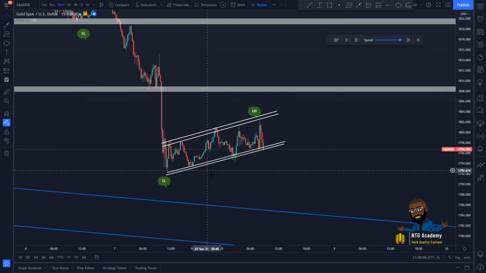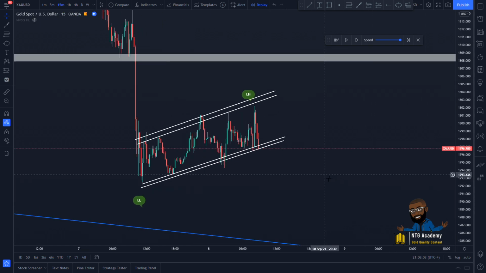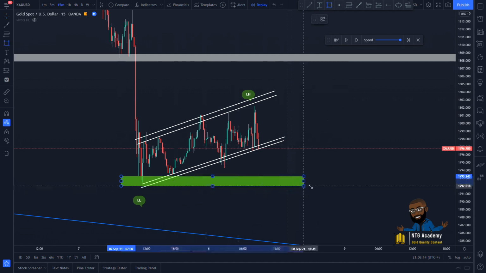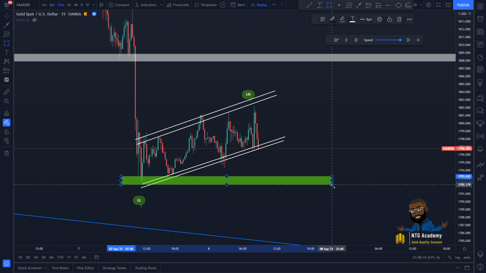So we were here, we had the pattern right here. Now there's a couple things we needed to look for when we had the pattern. So the first thing that I drew out, of course, was our false breakout area, right?